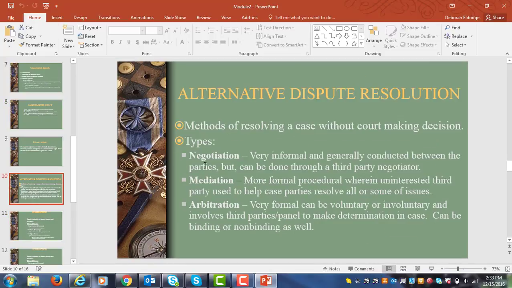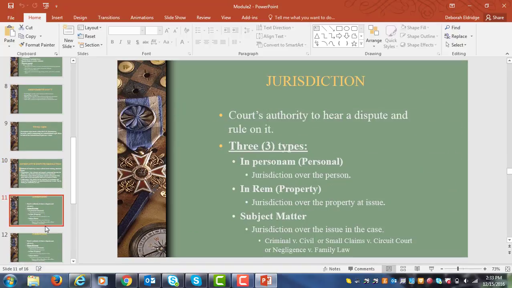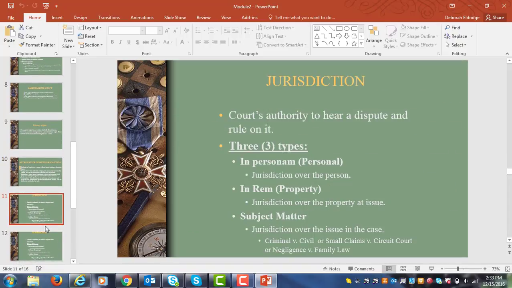But moving on, you're going to be looking at what we call alternative dispute resolution, or just dispute resolution in general. There are different forms of dispute resolution. There's negotiation, mediation, arbitration. They're all different, so you definitely want to pay attention to the differences between them. Then you're going to talk about jurisdiction.